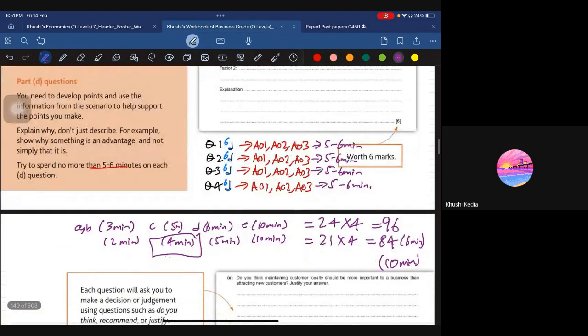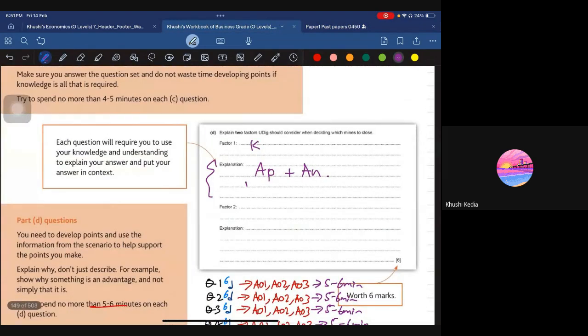Now, it means that there must be a knowledge point which should be attached to an impact, which is your analysis. And while talking about the impact, you can also slide in what? The application. Very nice.